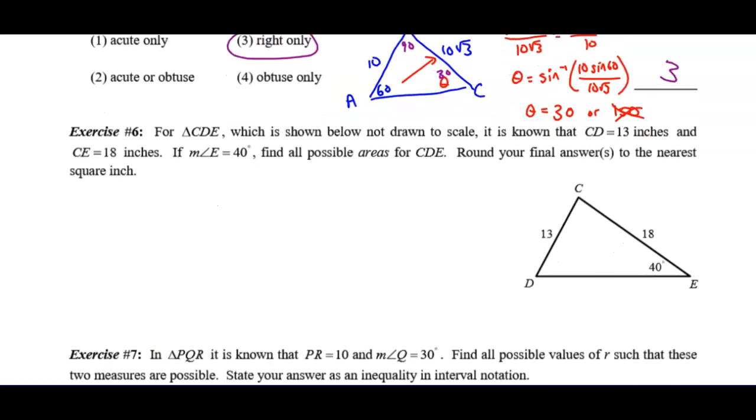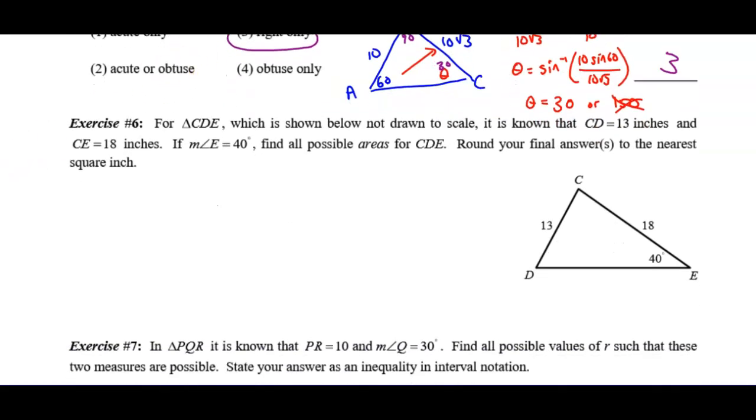Okay, exercise 6. We've got triangle CDE, and that's already drawn for us. That's nice. All right, so let's go through this. I'm trying to figure out all areas for CDE. Now, area requires us to use an angle with two known sides surrounding it. So I think this is the angle that I want. If I can figure out angle C, I can use that in the area formula with 13 and 18. So let's work on that.